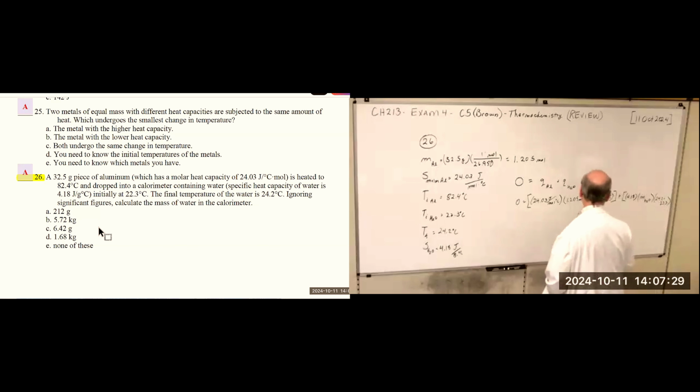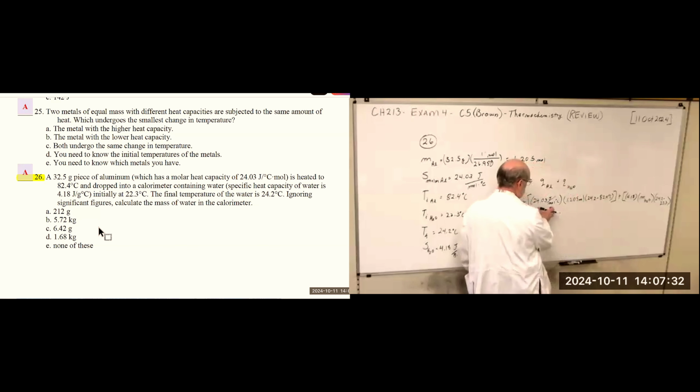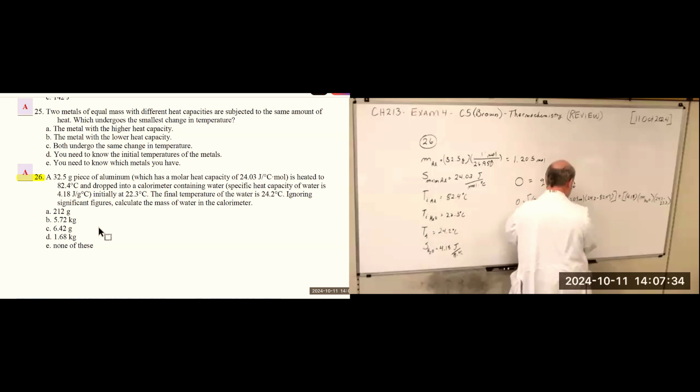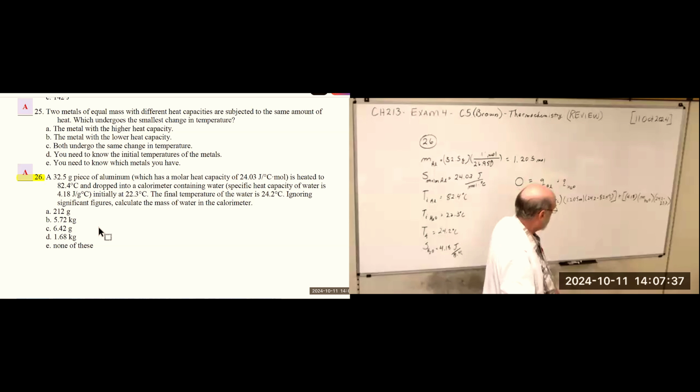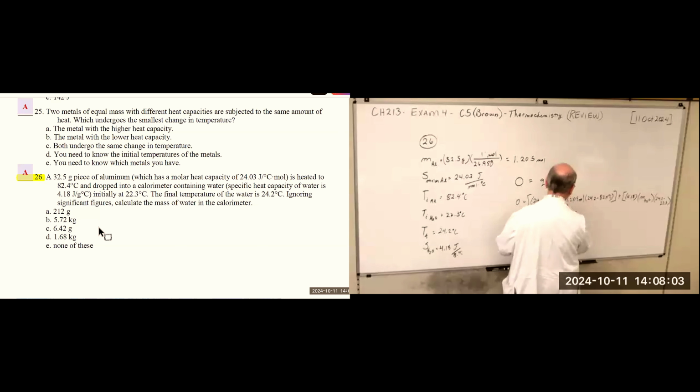So how do we crunch these numbers efficiently? Well, we can do this whole thing right here as one answer. 24.2 minus 82.4 times 1.205 times 24.03. And this gives us 0 equals a negative 1685. And that's moles, degrees. This is joules.